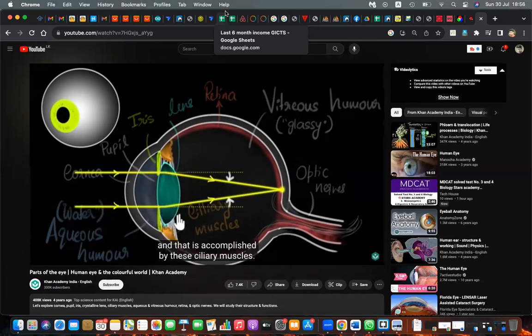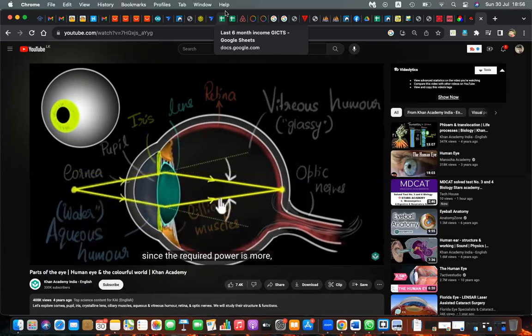And that is accomplished by these ciliary muscles. So when the object is far away, the required power is less. And so the required curvature of our lens is also less. In such case, the ciliary muscles will be relaxed, like what's shown over here. But when the objects come closer, since the required power is more, the ciliary muscles will start pushing on this lens to increase its curvature, as you can see, like this.